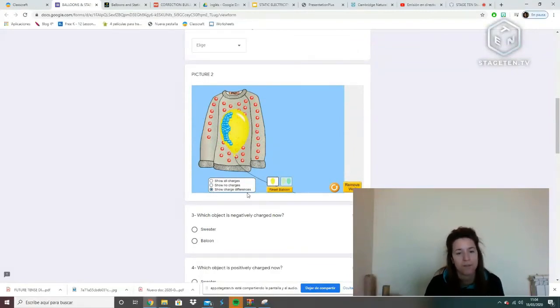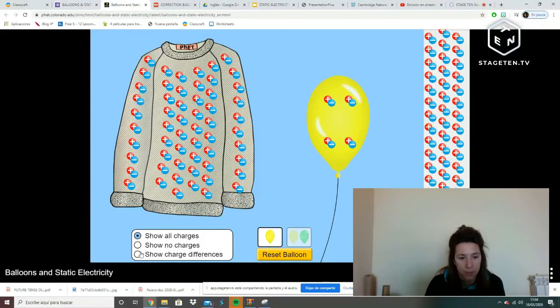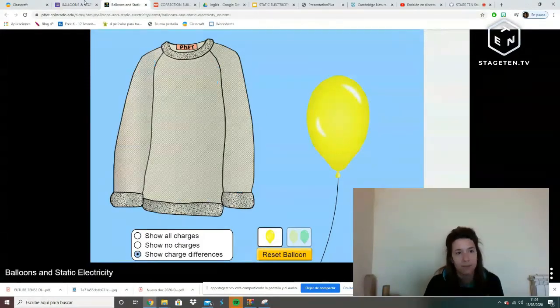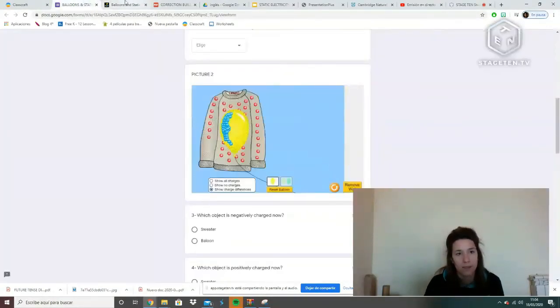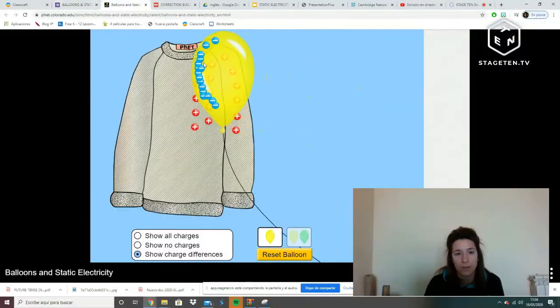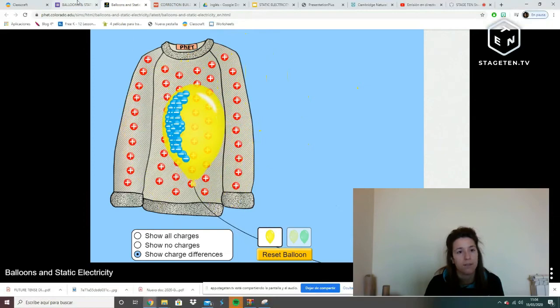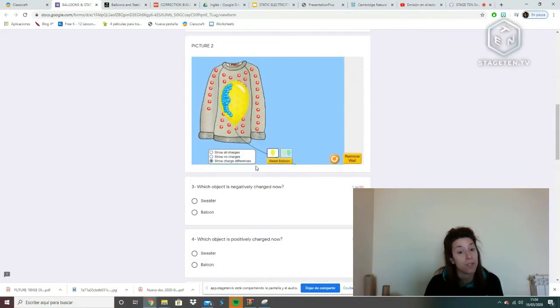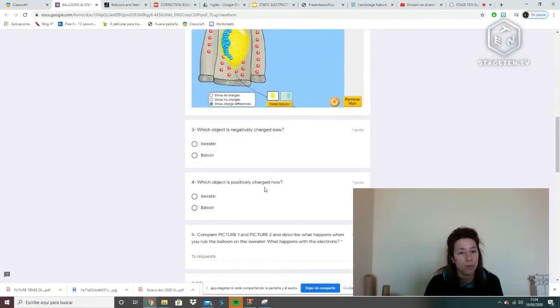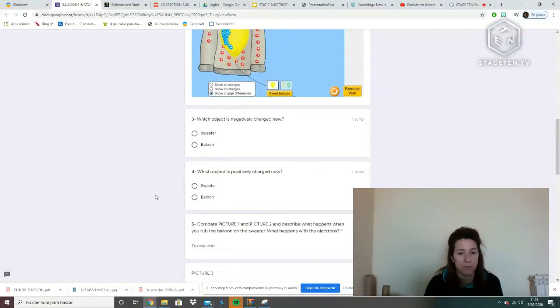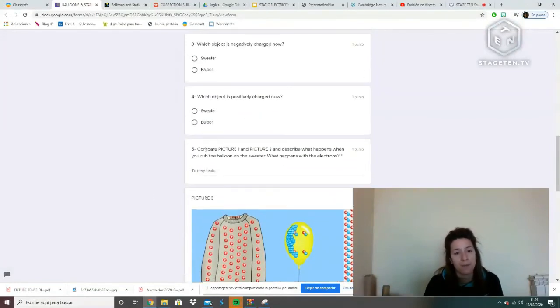Observe that we have the option show charge differences. We have one balloon, okay? So I'm going to reproduce this situation on the laboratory. Show charge differences. And I have to put the balloon here. Okay, so now I have the same situation. I observe what happens and read the question. Which object is negatively charged now? Which object is positively charged now? So you choose the correct option.